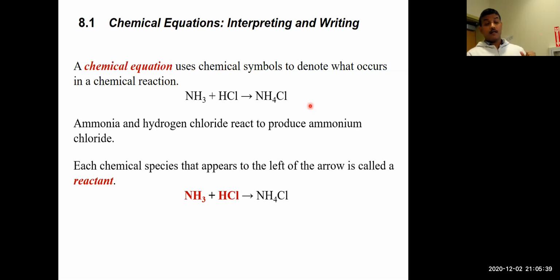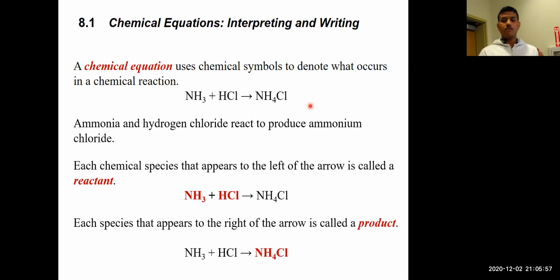So each chemical reaction has molecules before the arrow and after the arrow. The molecules before the arrow are called the reactants. Now NH3 and HCl are called reactants. And the molecules after the arrow are called products. So NH4Cl is a product.